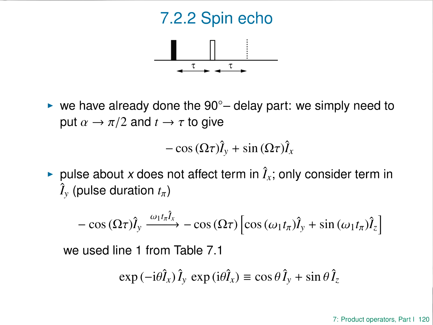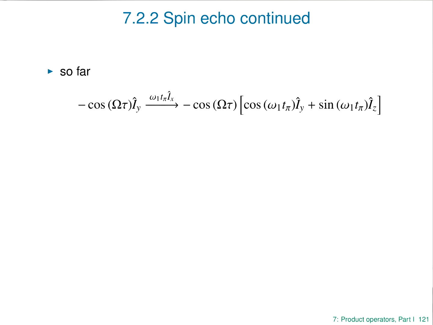If you rotate by an angle theta about the x-axis of something along y, you get cos theta iy plus sine theta iz. And you just look that up in the table. And all you have to do is put theta equal to omega 1 t pi, and that's what's shown on the right-hand side of the arrow. And of course the term minus cos omega tau just carries forwards as a factor in a harmless way. So we've done the 180-degree pulse, which has given us that.